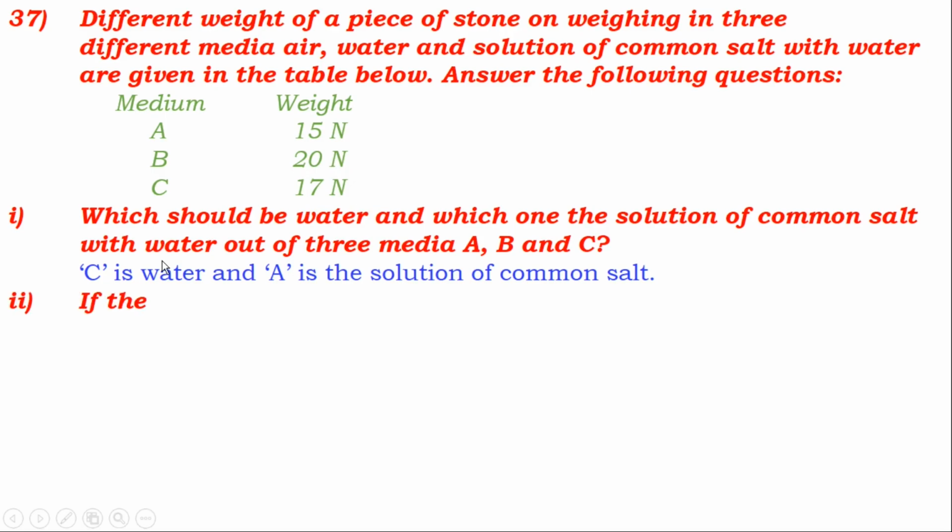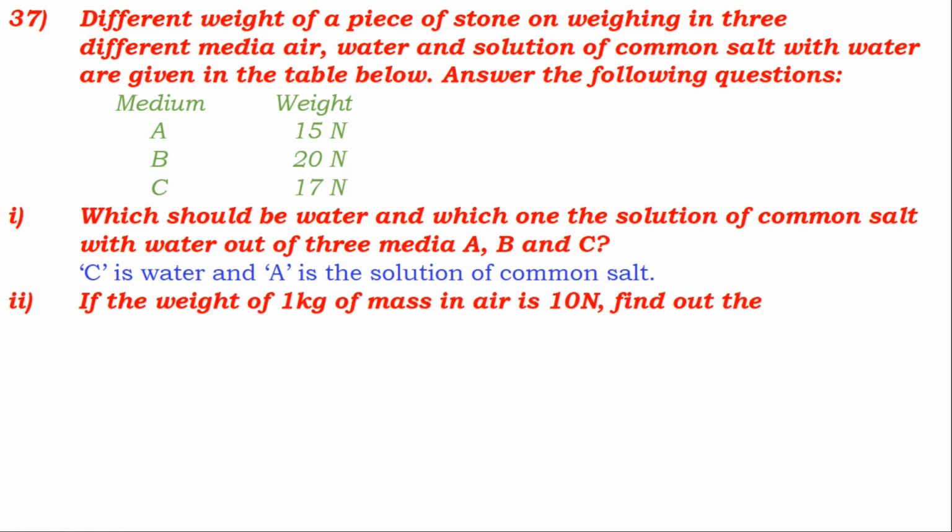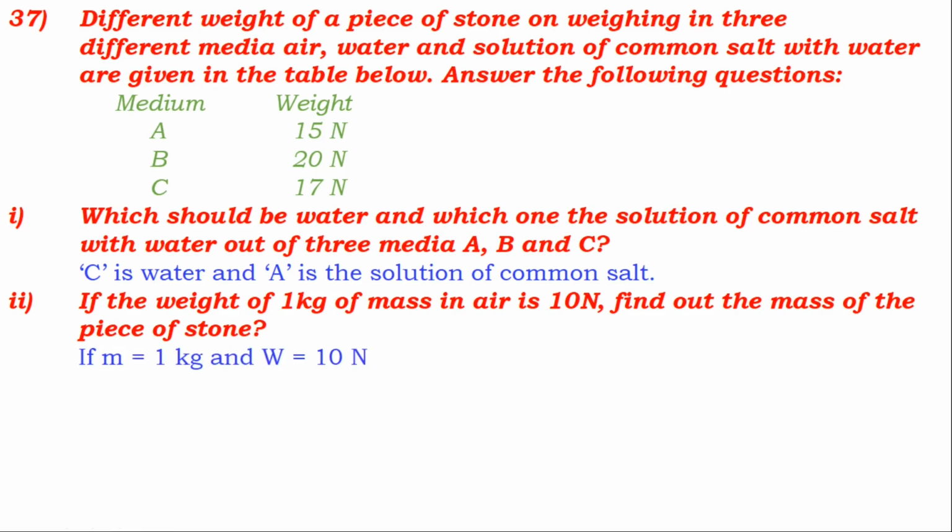Water. Now, if the weight of 1 kg of mass in air is 10 Newton, find out the mass of the piece of stone. Here we have the question. In air its weight is 20 Newton. If 10 Newton has 1 kilogram mass, then 20 Newton weight has how much mass? This is a numerical problem. That's why we can say this way. If m equals 1 kg and W equals 10 Newton, then we can calculate g, the acceleration due to gravity. W equals mg, W is 10 Newton, and mass is 1 kg. g can be calculated.